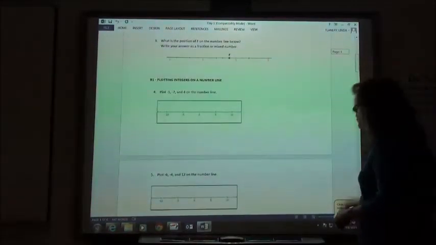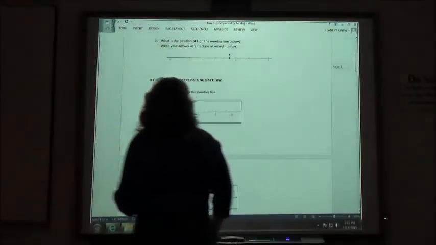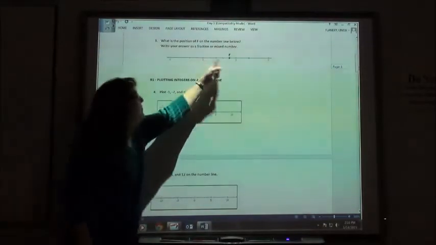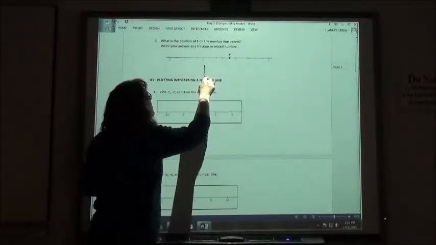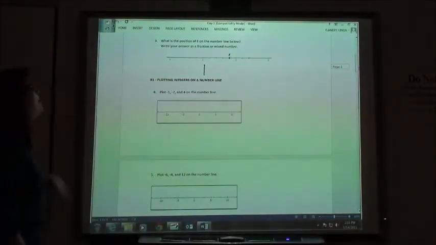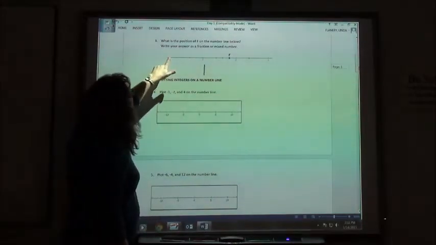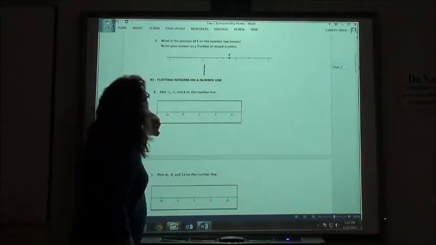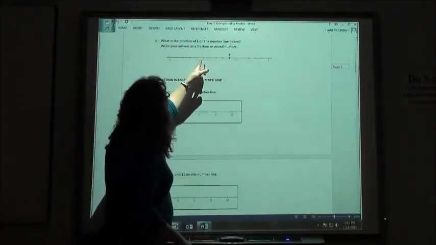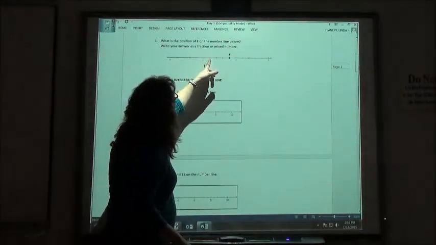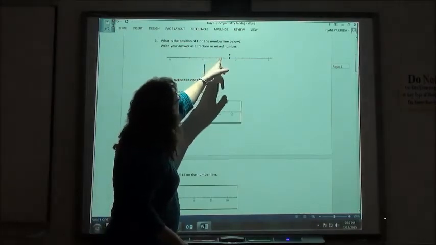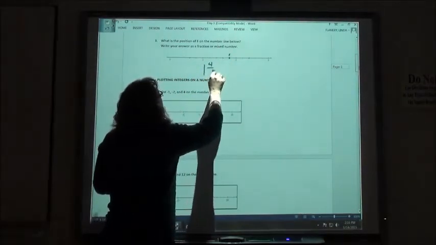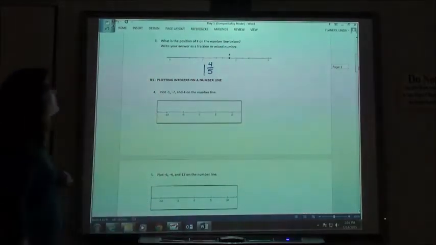Number 3 wants to know what is the position of F on the number line below. Write your answer as a fraction or mixed number. Again, F is past the 1, so we're going to have the mixed number 1 and something. Finding my denominator, I have 1, 2, 3, 4, 5 spaces. So again, I'm in fifths. So I would start at 1, 1 and 1/5, 1 and 2/5, 1 and 3/5, 1 and 4/5 is where F is located.